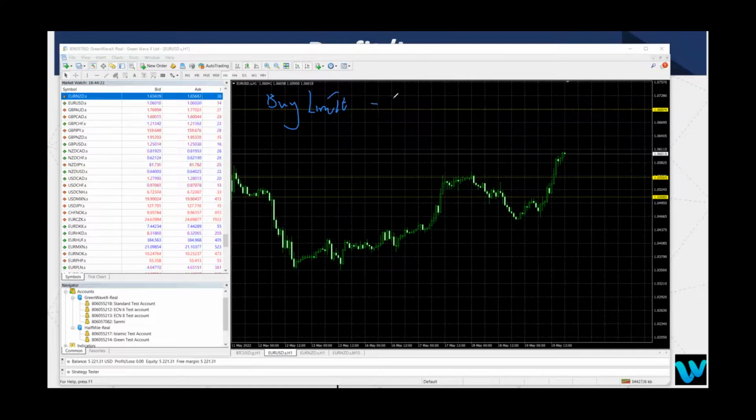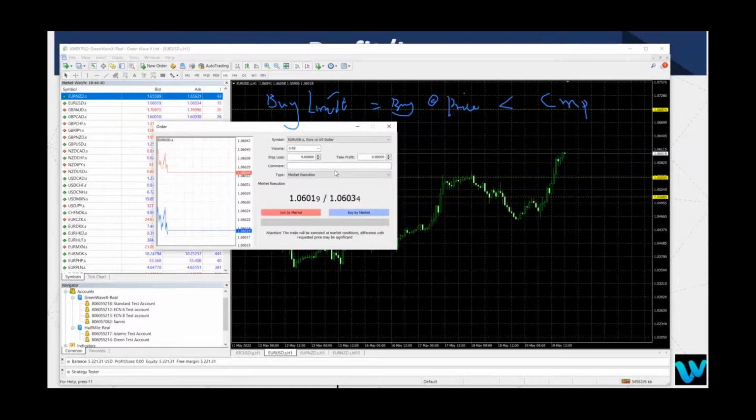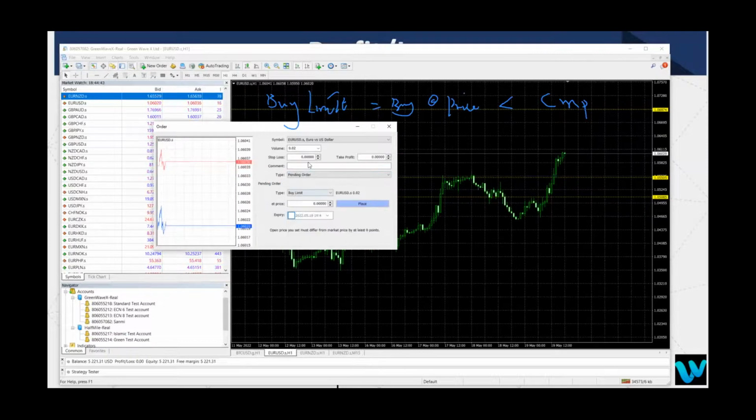That means you want to buy at a price that is less than the current market price. Okay, that's what we call buy limit, L-I-M-I-T. Okay, so let's place the order, new order, and you choose pending order. Make sure these are the parameters, the volume, then buy limit at what price?